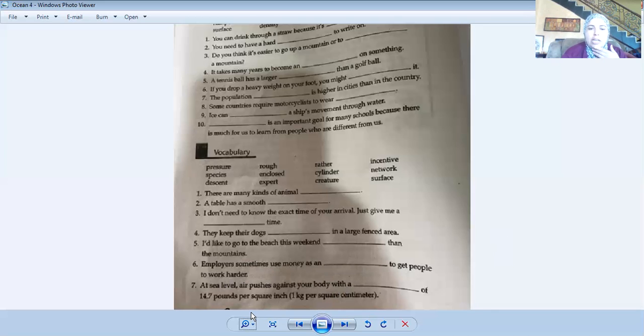At sea level, air pushes against your body with a pressure, of course. So the air pushes against your body with a certain pressure of 14.7 pounds per square inch.